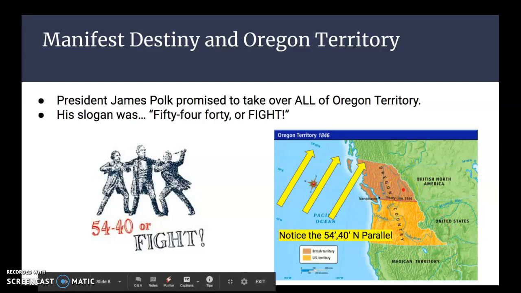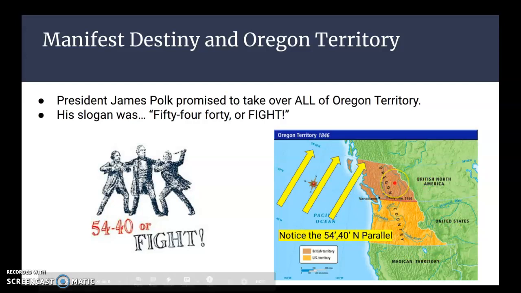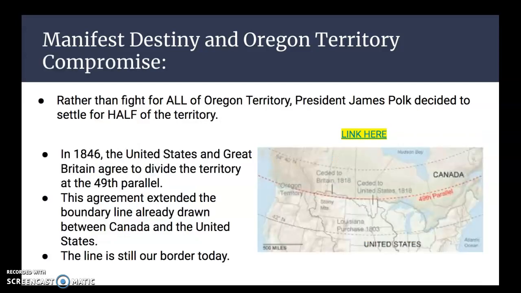So he kind of suggested in his campaign that he would be willing to fight the British for control of this land. So he would say 54°40′ or fight. Either that's going to be where we are or we're going to fight over it. So people that were excited about the idea of manifest destiny and expanding westward maybe thought this was a good idea.